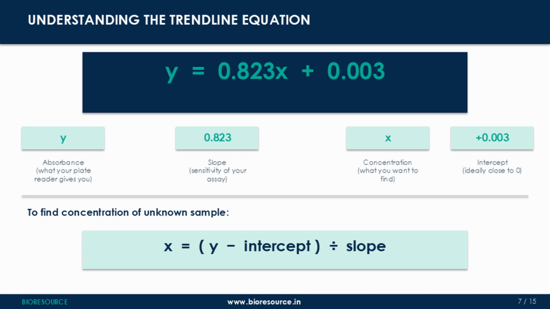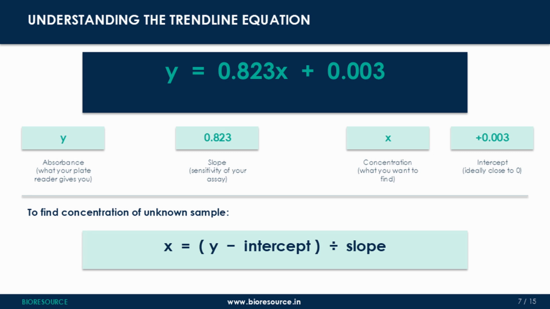And 0.003 is the intercept. Ideally, this is very close to 0 because at 0 concentration, you should have 0 absorbance. If your intercept is far from 0, it suggests your blank was not zeroed correctly or there is a background signal you haven't accounted for.